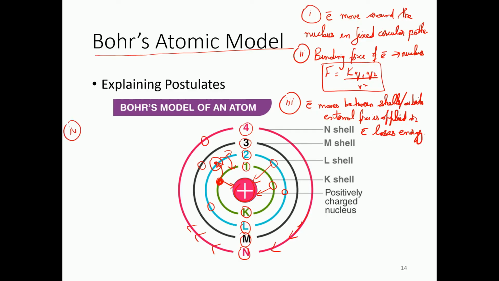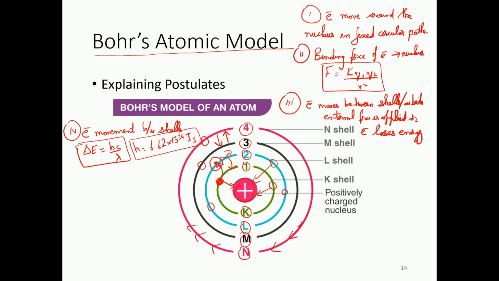The fourth postulate was that the electrons' movement between levels, between the shells or orbits, from higher orbit to lower orbit or vice versa, is represented by a mathematical expression, and that is delta E equals hc by lambda. So this is the energy of the electron, and this is given by Planck's constant, where h is Planck's constant, lambda is the wavelength, and c is the speed of light. The value of Planck's constant is 6.62 times 10 raised to the power minus 34 joule second, not per second, it's joule second. So this is the Planck's constant.